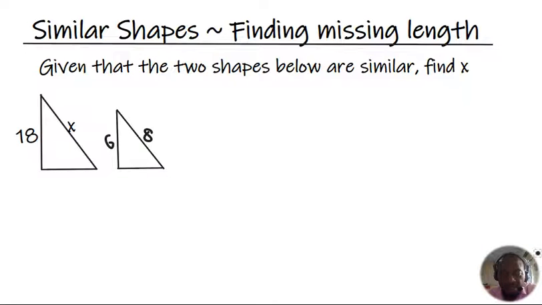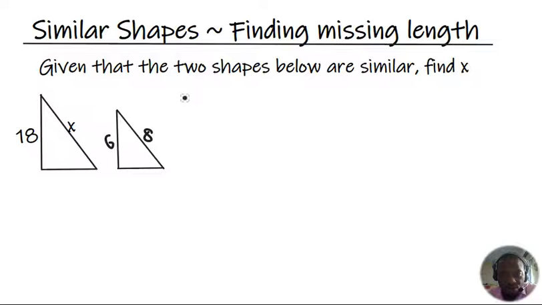Hello, still on similar shapes. Today in this video we are going to look at how to find a missing length given two similar shapes. In this case we are given two similar triangles, and for example, we have to find this missing length x. Now there are two ways you can go about this.